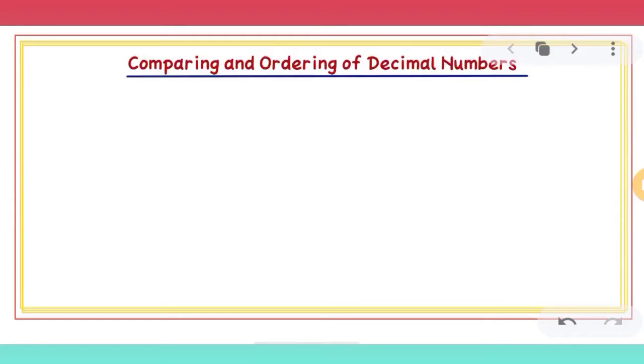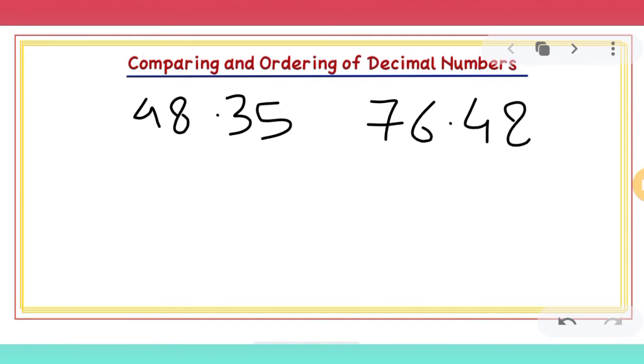Today we will learn about comparing and ordering of decimal numbers. To compare any decimal number, we first have to see the whole number part. For example, we have to compare 48.35 and 76.48. Now in this we can see the whole part, that is 48 and 76. First we will see the whole part. We can clearly see that 48 is smaller and 76 is bigger. That means 48.35 is smaller than 76.48.